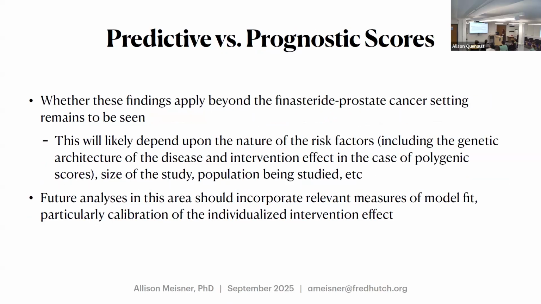As I alluded to, whether or not these findings apply beyond the finasteride prostate cancer setting remains to be seen. I think that there is generally some benefit, but this will depend on the nature of the risk factors available, including the genetic architecture of the disease and the intervention effect, the size of the study, the population being studied, and so forth. I think one of the key takeaways from this is that we need to move away from folks just saying, I'm just going to take a PRS off the shelf and see how well that can do in guiding intervention use. I don't think that that will be sufficient in most areas.